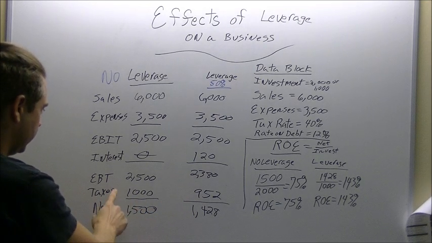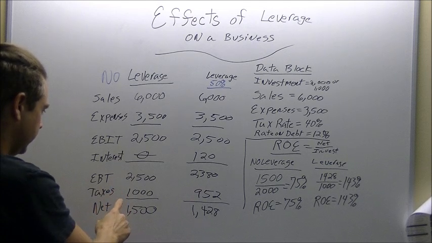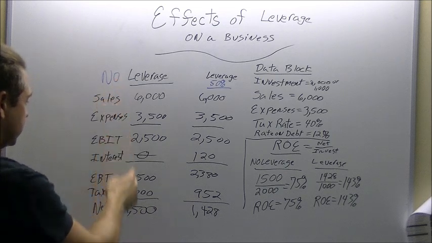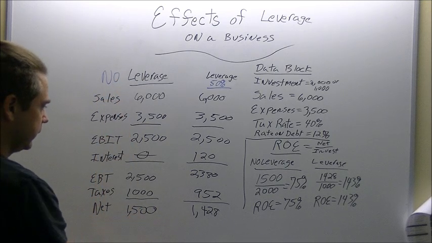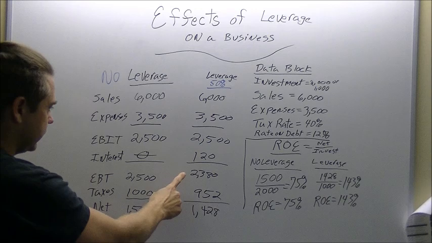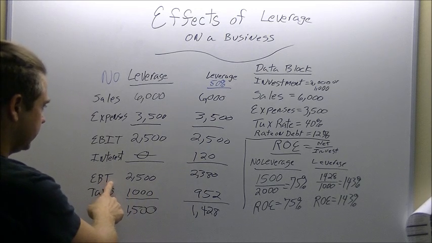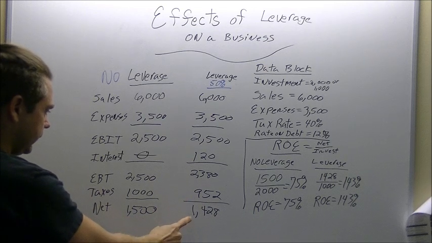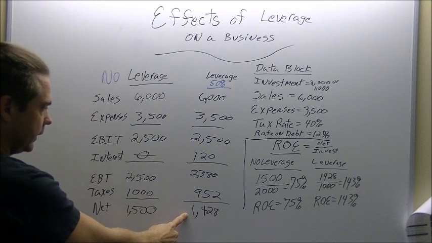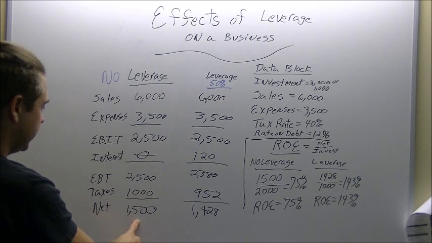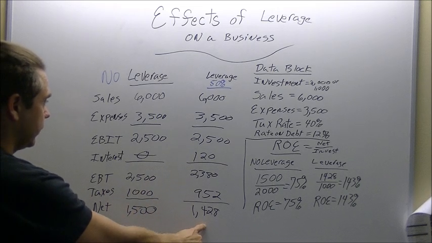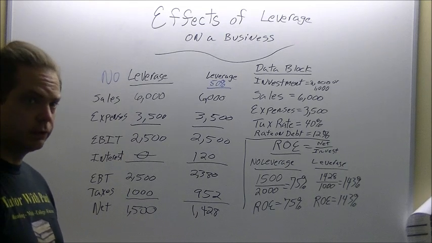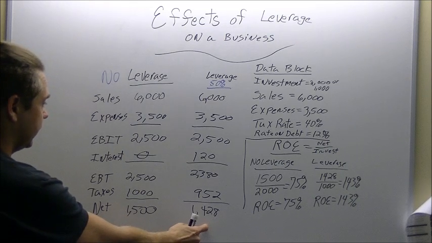Our net income, we're going to take our $2,500 and subtract $1,000. Our net income for the no leverage side is $1,500. On this side right here, we're going to take the $2,380, which is our earnings before taxes. We are going to subtract our taxes, $952, and this is going to give us $1,428. So the net income for the no leverage is $1,500. Net income for the leverage side is $1,428. So just based on the interest, we have a lower net income for the leverage firm.